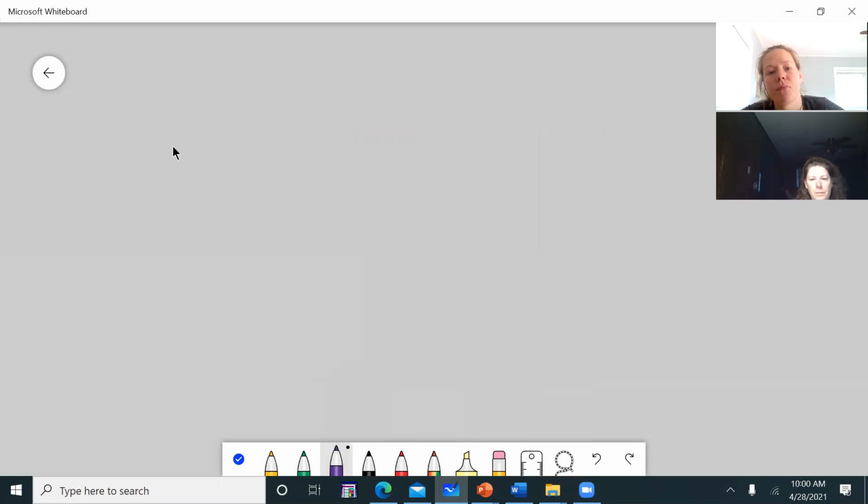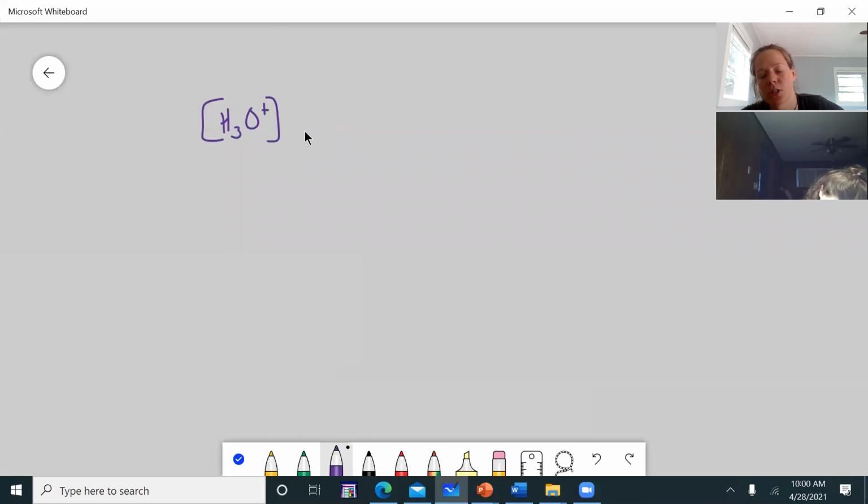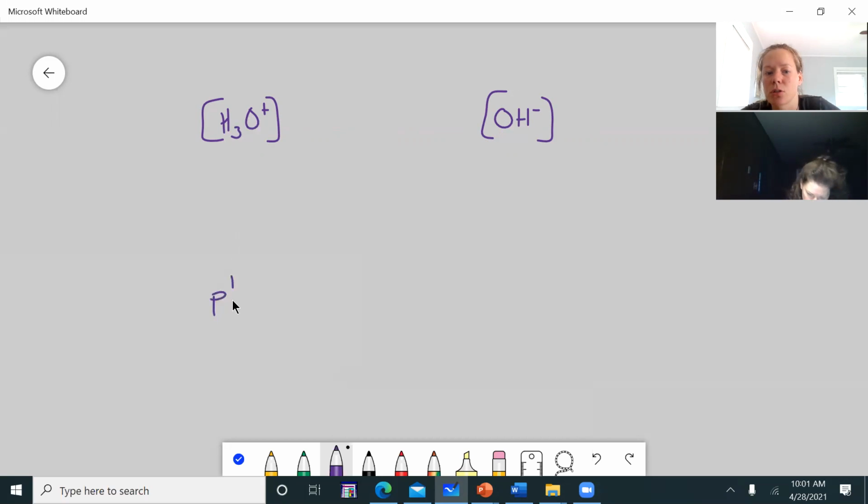So make a square, and in the upper left-hand corner, write H3O plus concentration. Again, that's talking about an acidic thing. In the upper right-hand corner, put OH minus concentration. Below the H3O plus, put pH. And below the OH, put pOH.